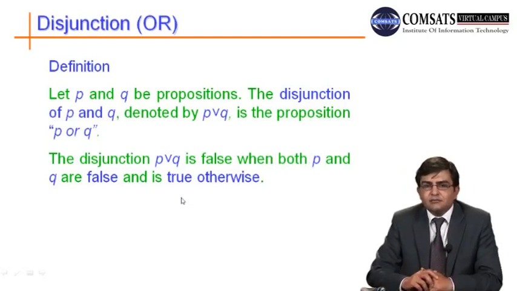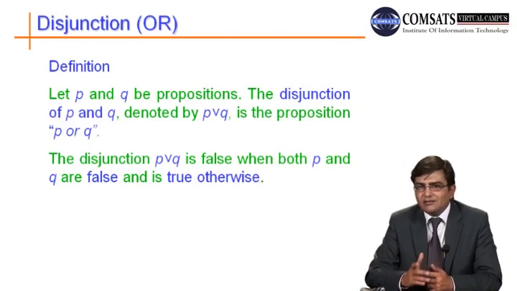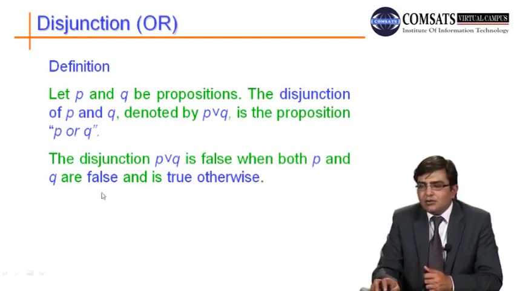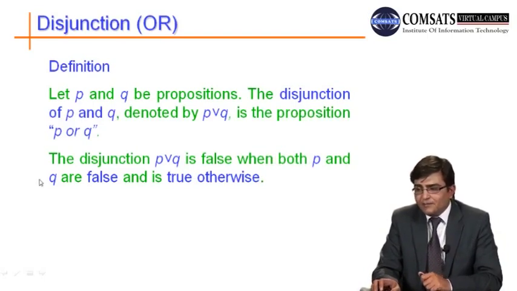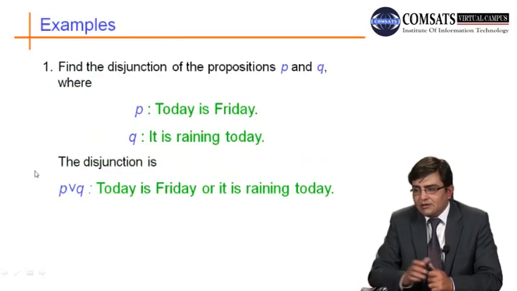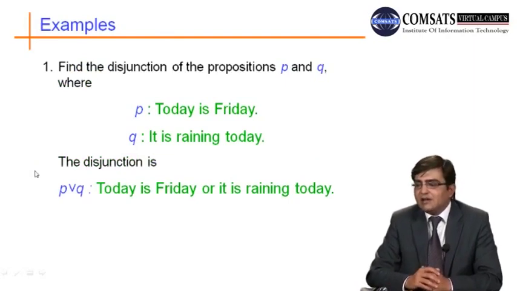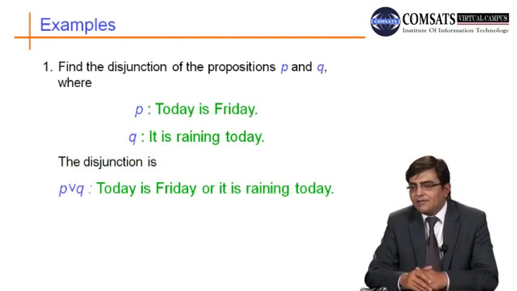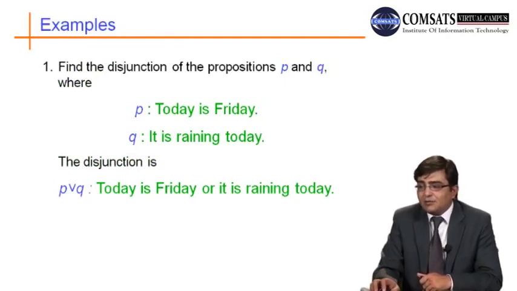As in daily life or English language, the role of OR is the same here in logic. For example, the same example, if we take P, today is Friday, and Q, it is raining today. Now the disjunction operator P or Q is this: today is Friday or it is raining today.